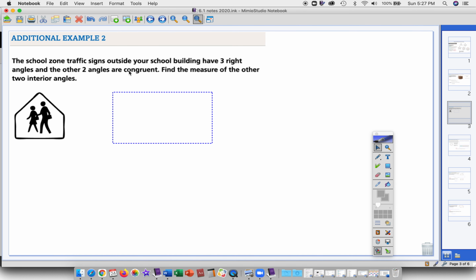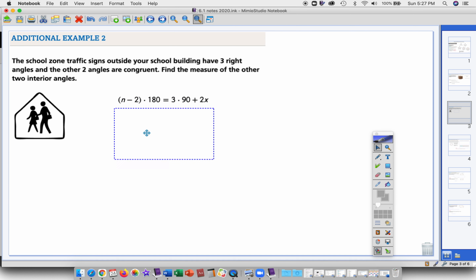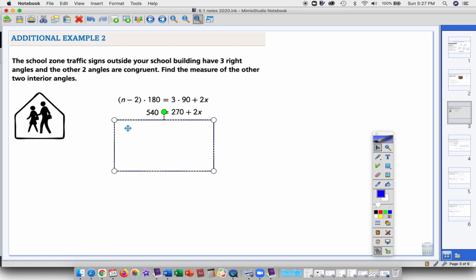On the next page, the school zone traffic signs outside your school building have 3 right angles and the other 2 angles are congruent. So find the measure of the other 2 interior angles. We need to calculate that sum. Again, it's 540 for a pentagon. And then if we have 3 right angles, that's 270 degrees. Subtract that, divide by 2, and hopefully you got 135 degrees.